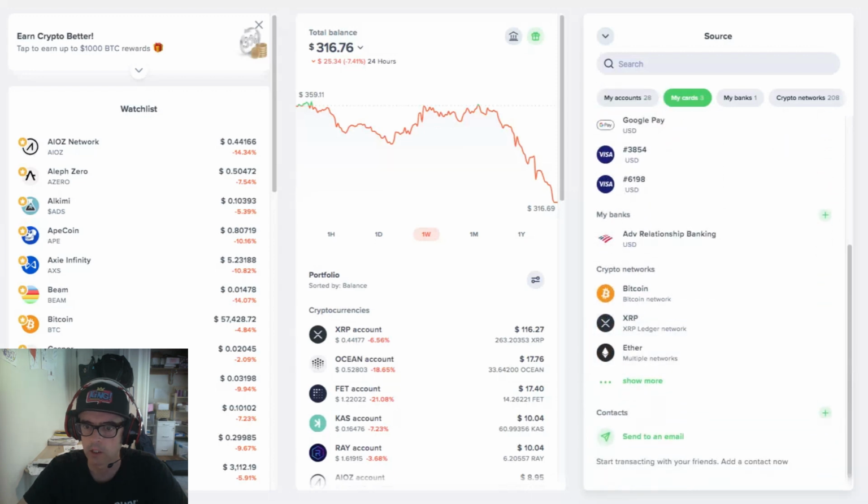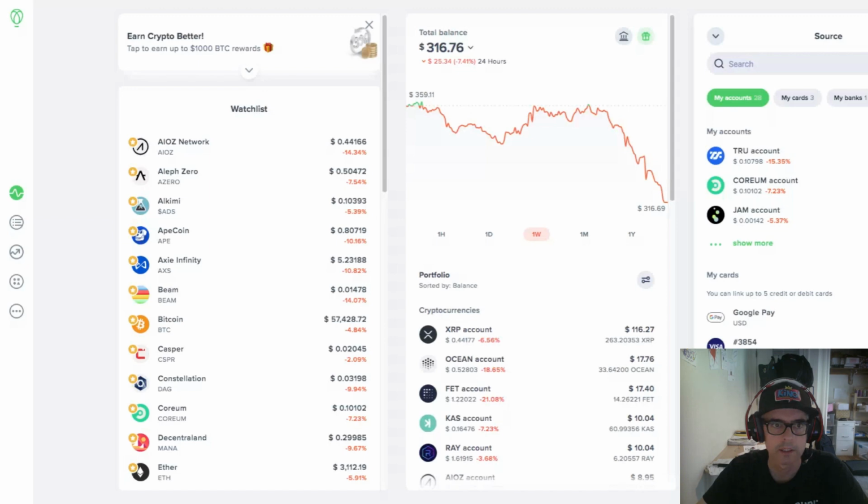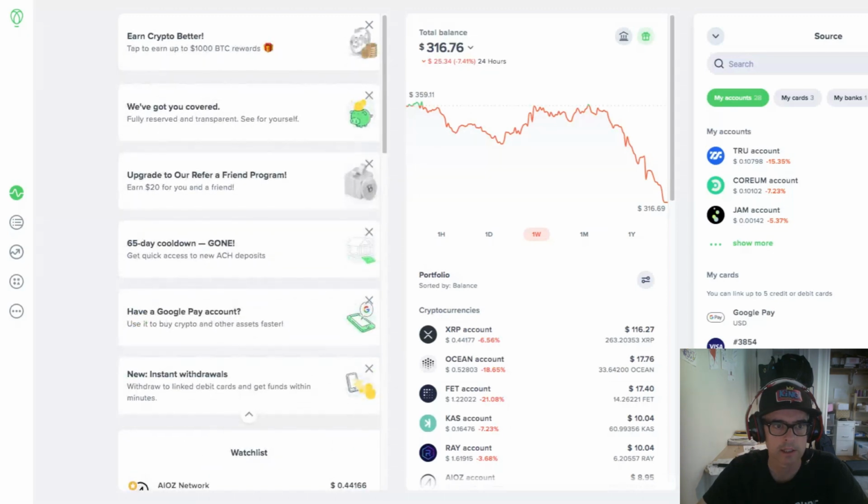And then you can also do transactions with some of your friends by email if you choose so. This section here at the top, if we open this, it's like a summary of several notifications. For example, this one here tells you about the refer program. So if you send the link to a friend and they join and they spend some money in crypto, then you also get some money back.